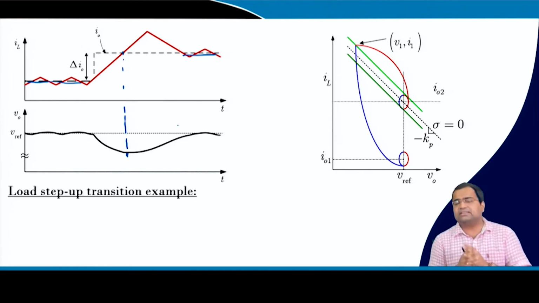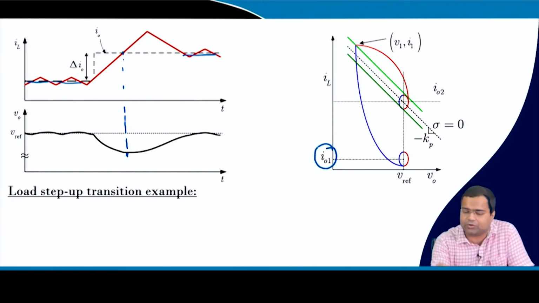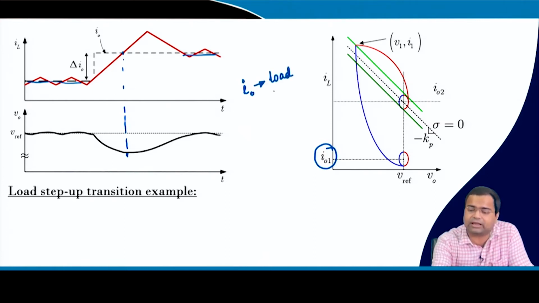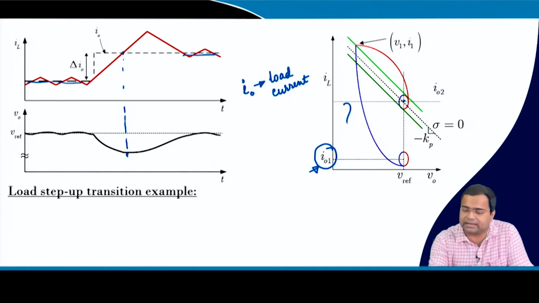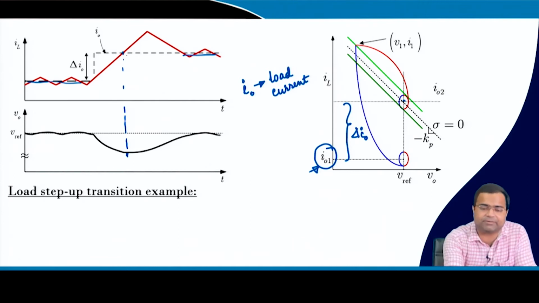Now, our load transition step. We are starting from an initial load current of I01. Please remember, we are using I0 as a generic symbol for load current, which was I01 at the beginning of the transient, and at the end at steady state it will be I02. That difference is delta I0, the load step size, because it is coming from here.